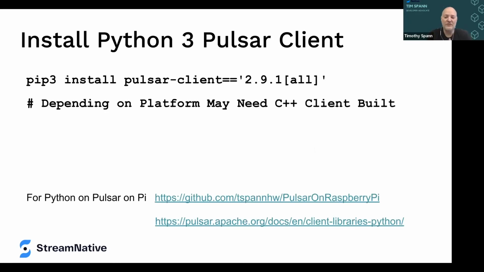If you want to use Python, Python is a really easy way to communicate. I've got a bunch of examples out there, and I've got it running on my Raspberry Pis, which has been a nice way to get messages very quickly into Pulsar. If your environment has a binary we've already built, you just do a pip install.